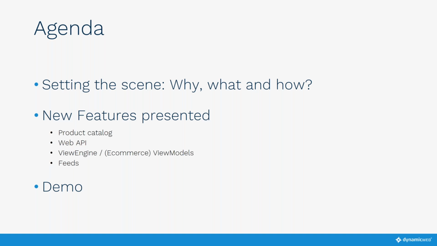That's a new product catalog app to replace the product catalog that has been around for 2 years. Then there's a new web API interface where you can query data without using pages in Dynamicweb and use it directly against the new view engine.